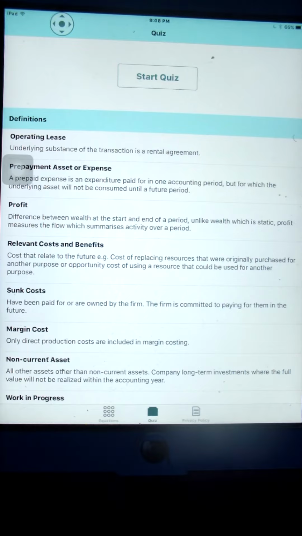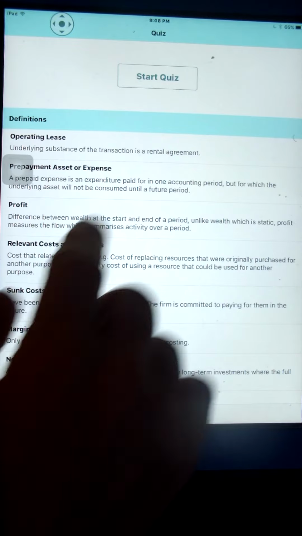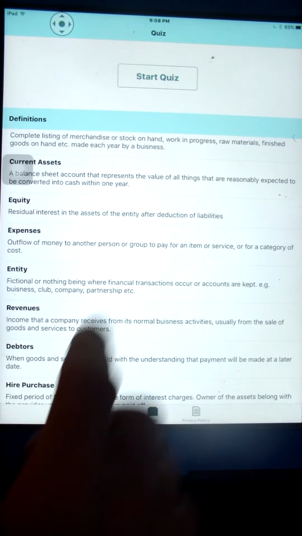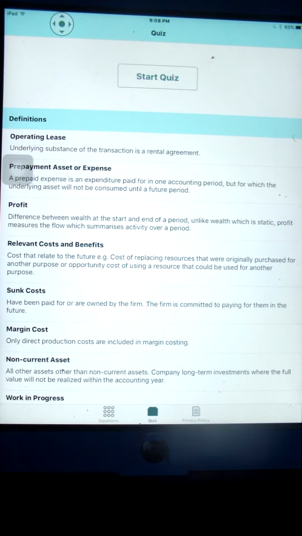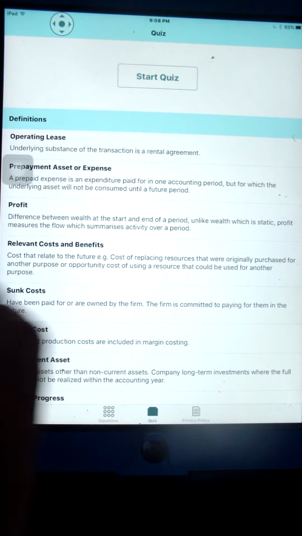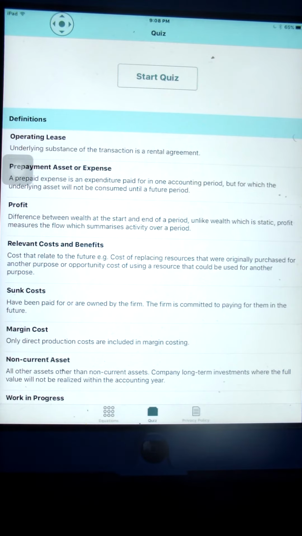So there's an awful lot of definitions you've got to understand all the way through your studies. All these definitions have been put with narratives underneath them here: operating lease, profit, sunk costs. What the definition is, and how it fits into what you're studying. The way you can help understand that is a bit of a quiz. And I'll just start the quiz here.